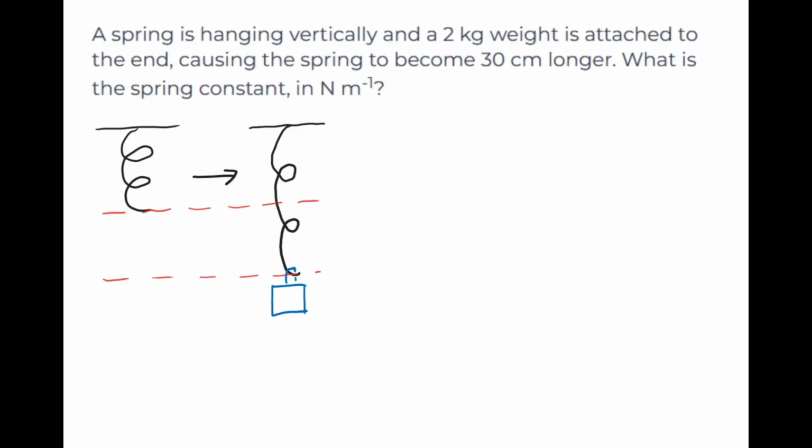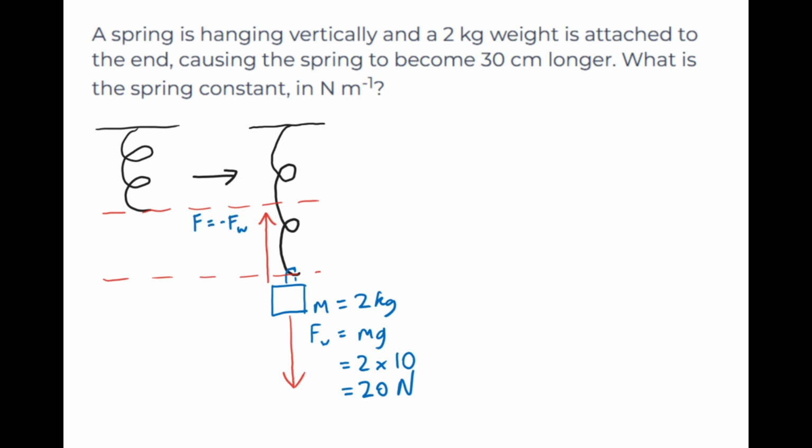Mass is 2 kilograms, and we can calculate the weight force exerted by the mass. Weight force equals mass times gravity. So 2 times 10 is equal to 20 newtons. This weight force will be directed downwards, but the spring will exert an equal and opposite force to the weight force. The force exerted by the spring will have a negative value because it will be in the opposite direction to the displacement. So F equals negative 20.